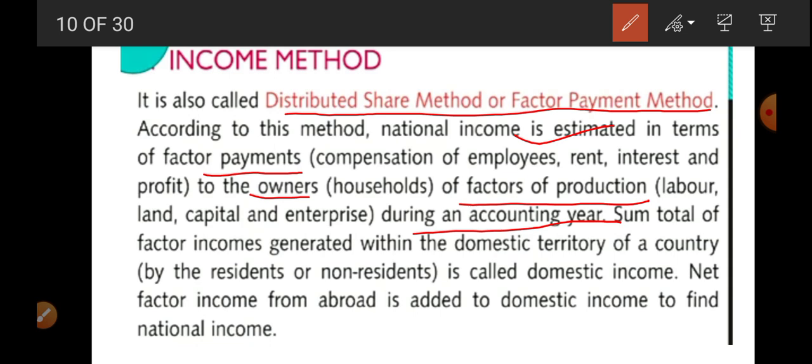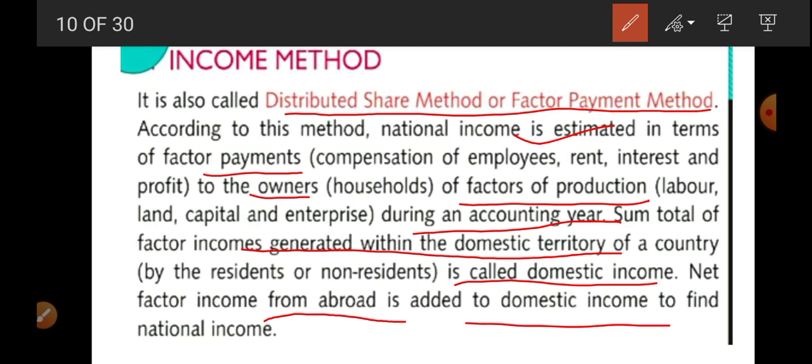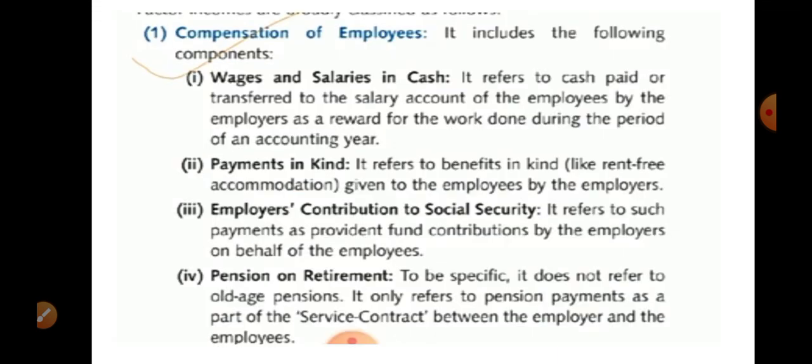यानी कि rent, royalty, interest and profit that is given to the factors of production, when we add, we get national income. Okay, so the sum total of factor income generated within the domestic territory of a country is called domestic income. Net factor income from abroad, NFI, is added to change this domestic into national. Now, these are the part of compensation of employees.